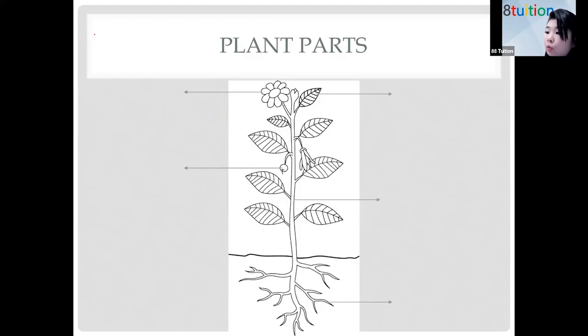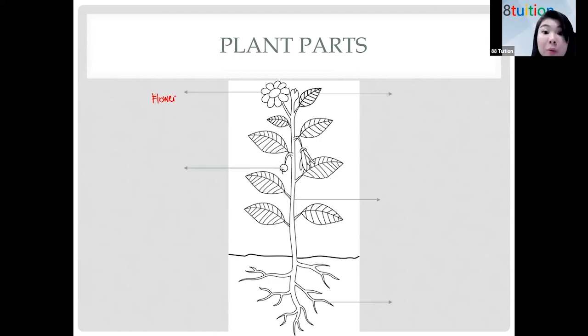Okay, without further ado, I'm going to introduce the plant system. As you can see, these are the important parts of the plant. I have labeled from the top to the bottom, drawing arrows out to the parts that are important. So let's start from the top. This should be quite familiar to all of you. This is the flower of the plant.